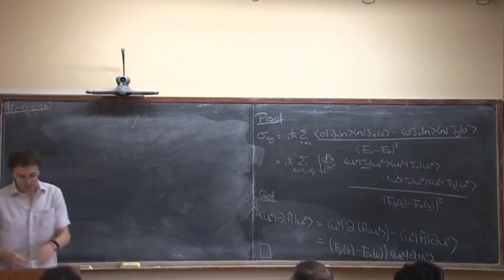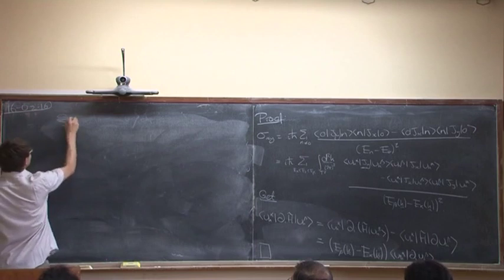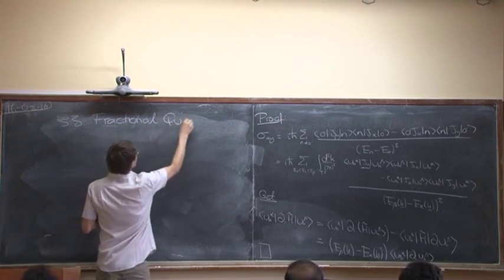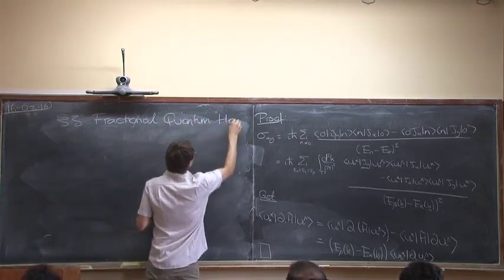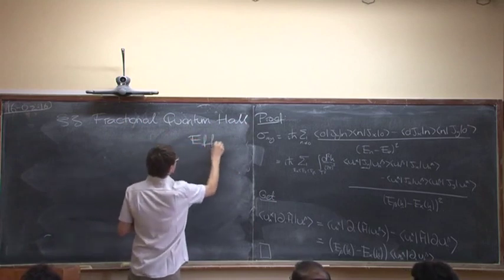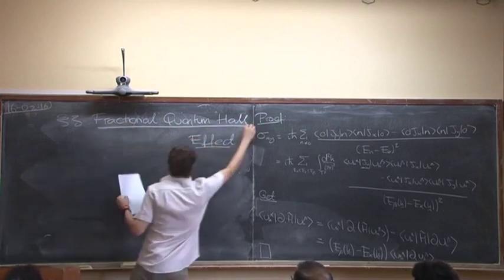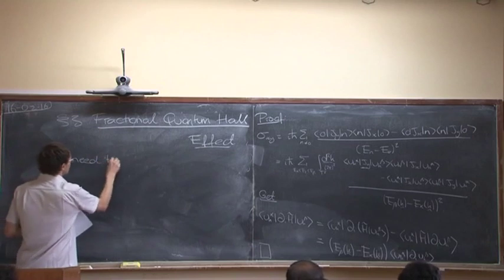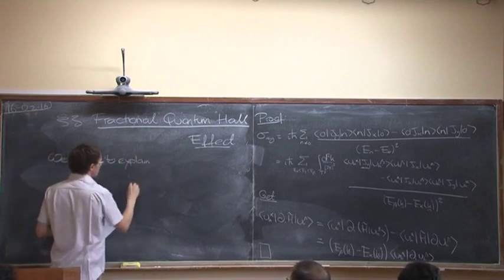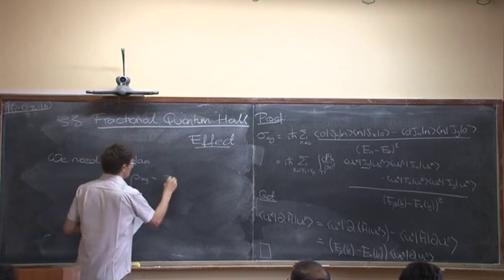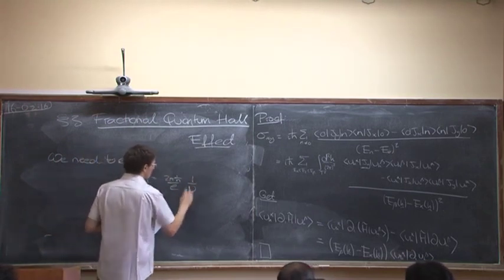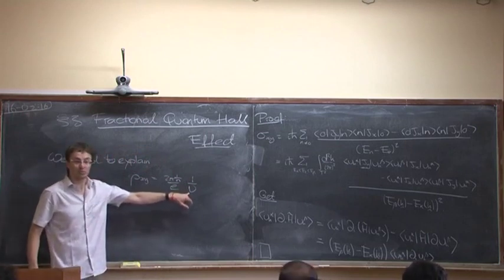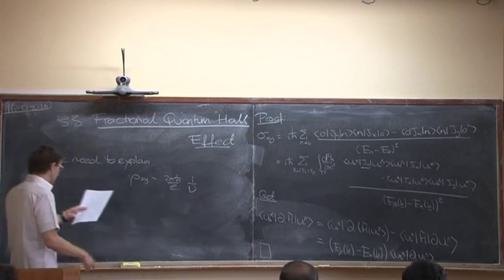Okay, so section 3, the fractional quantum Hall effect. So what do we need to explain? We need to explain the fact that rho xy, which is 2 pi h bar over e, times nu, and we've just spent a couple of lectures arguing in various situations that this object nu has to be an integer, and in fact, it's not.